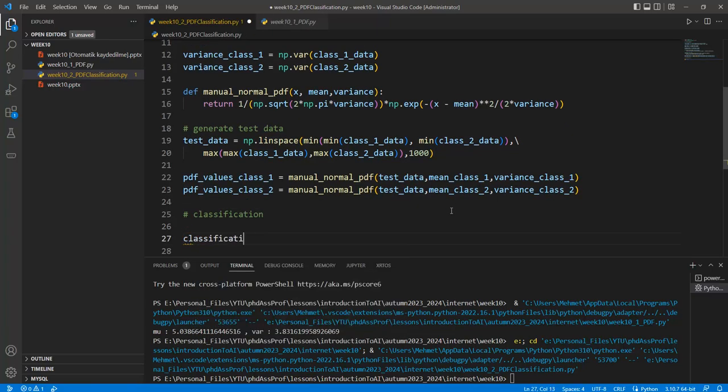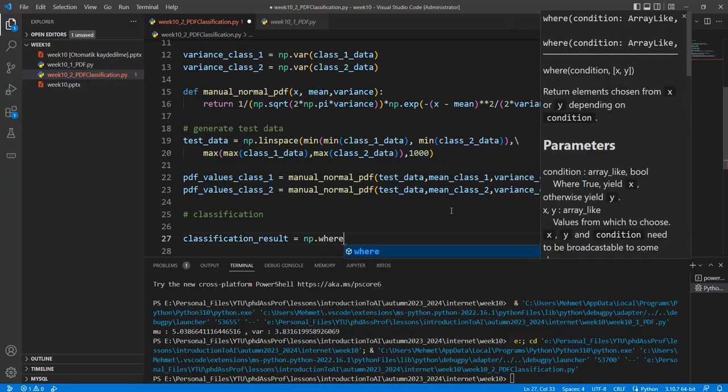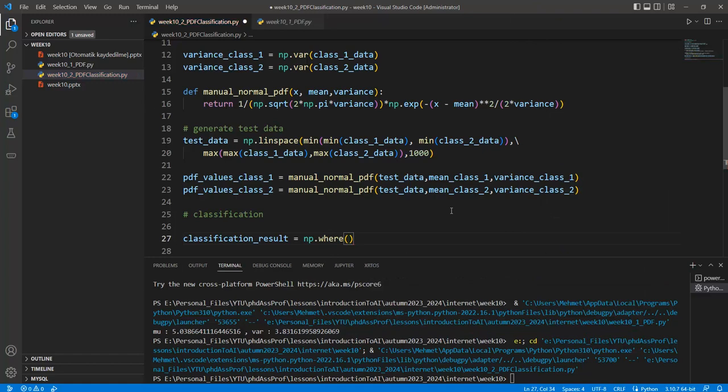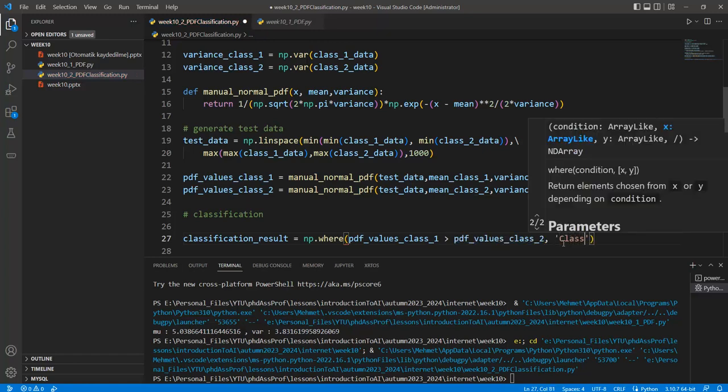Classification results can be assigned using np.where, which returns 1 and 0 values. This is just a simple equation: if the PDF value of class 1 is greater than the PDF value of class 2, then we say it is class 1, otherwise class 2. Okay, this is a simple idiom to use the where function.